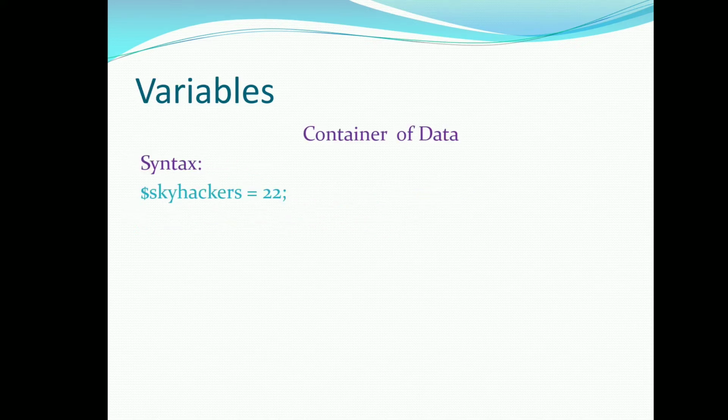Variables. A variable is a name given to a memory location which acts as a container for storing data. The syntax for storing variables is the dollar sign, the name of the variable, equals the value you want to give to the variable, then closing it with a semicolon.